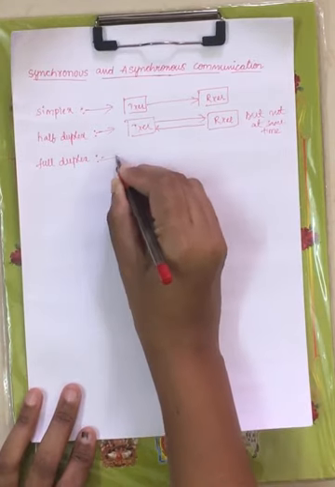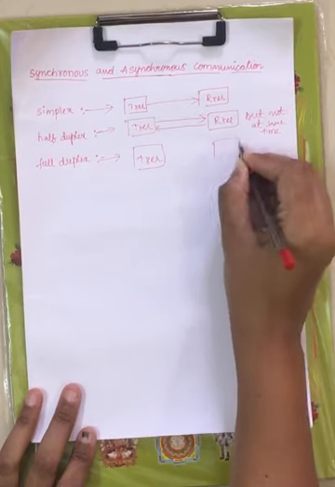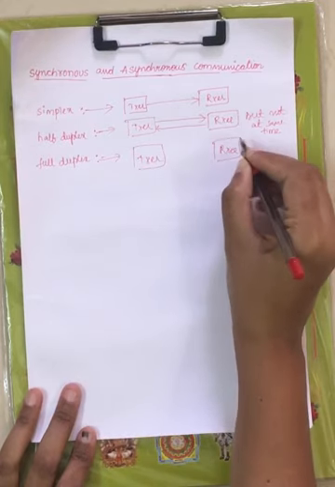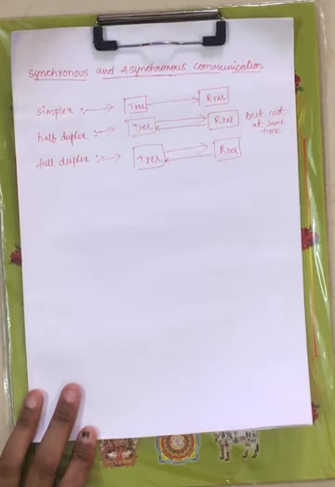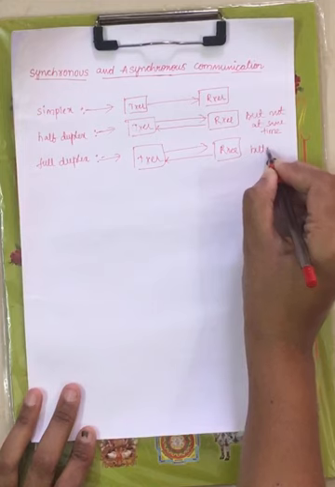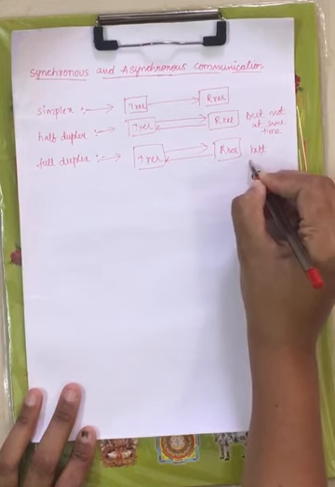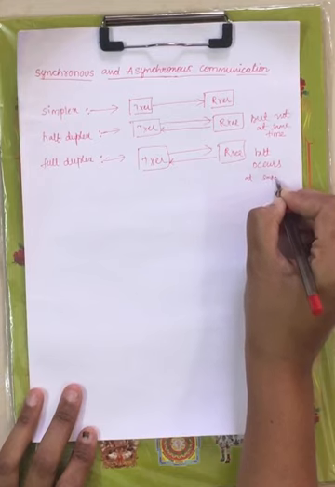Now coming to full duplex, here you have a transmitter as well as a receiver. The transmitter can transmit the data and the receiver can receive the data. Similarly, the receiver can transmit the data as well as the transmitter can receive the data. But these two operations occur at the same time.